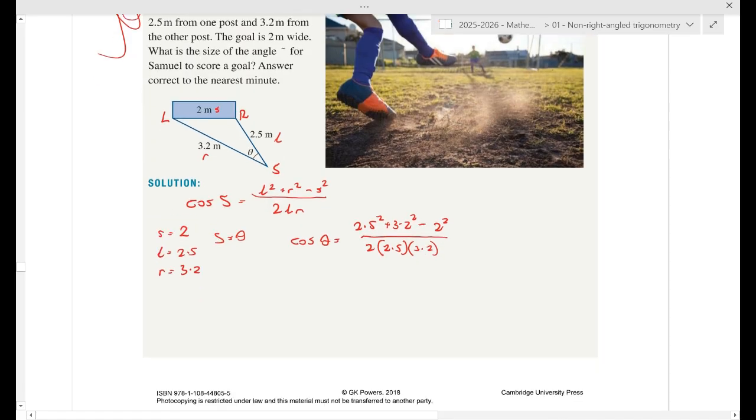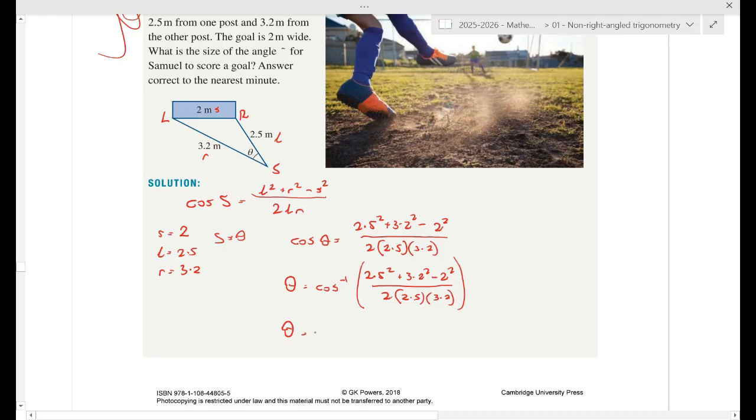Okay, so once again, I'm going to have to get theta on its own, so I'm going to do the inverse of cos now. 2.5 squared plus 3.2 squared minus 2 squared over 2 times 2.5, 3.2. And that's what I'm going to put into my calculator. So let's go. Inverse of cos, start the fraction. We've got 2.5 squared plus 3.2 squared minus 2 squared. At the bottom of the fraction, we've got 2 times 2.5 times 3.2. We're going to go out to the right, close the bracket, and hit equals, and it'll give us 38.682.